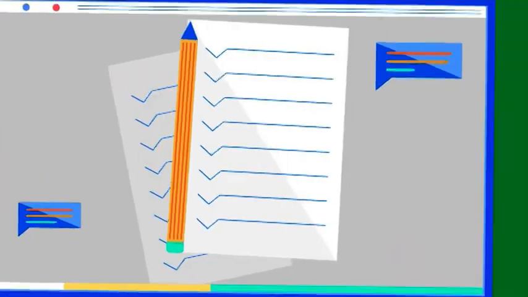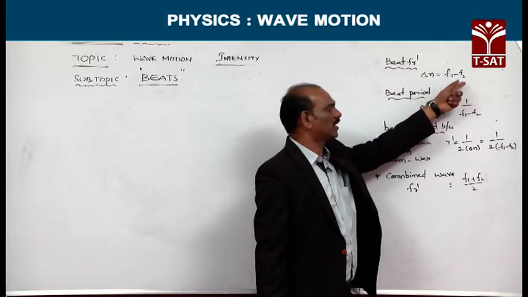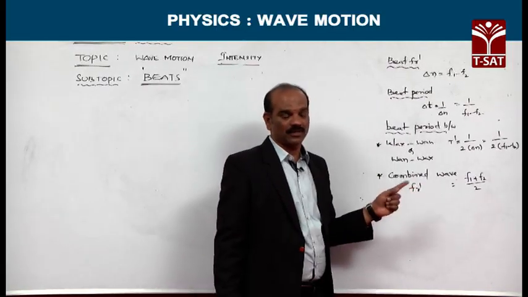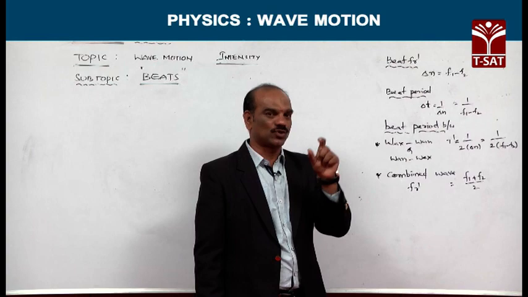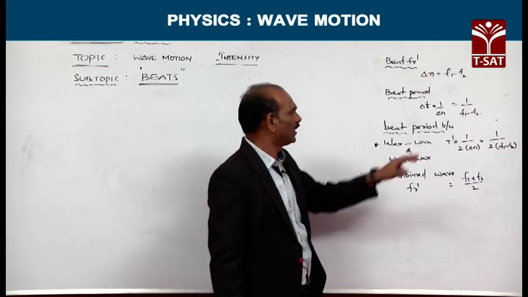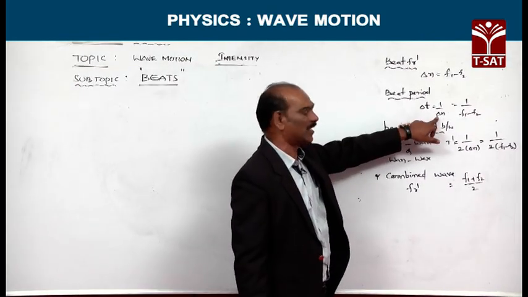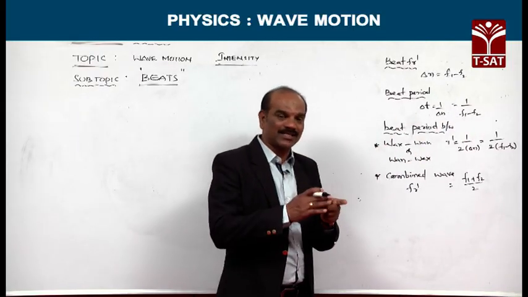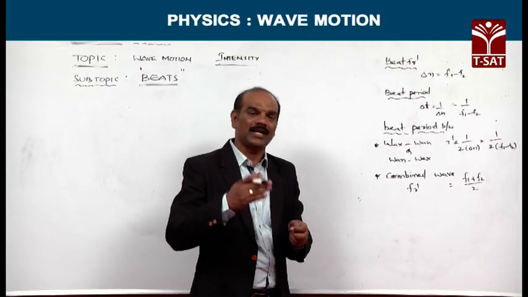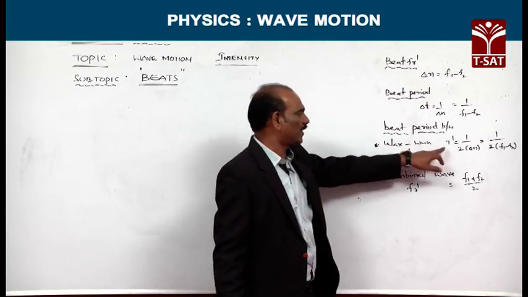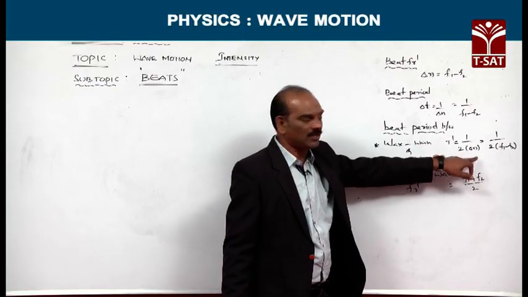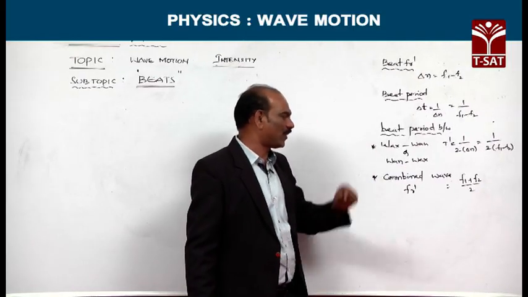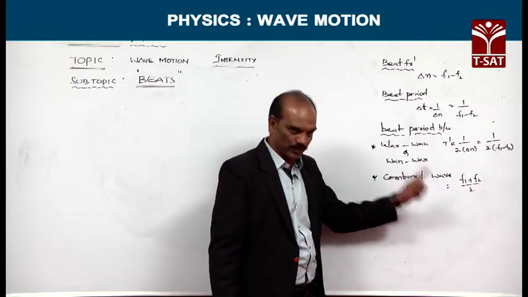Now, beat frequency delta n is equal to f1 minus f2, simply the difference in frequency of two sound notes. Beat period, that is the time interval between two successive maxima or two successive minima, delta t is equal to 1 by delta n, which is 1 by (f1 − f2). The beat period between waxing and immediate waning, or waning and immediate waxing, is equivalent to 1 by 2 times delta n, which is 1 by 2 times (f1 − f2). Now, the combined wave frequency is (f1 + f2) by 2.